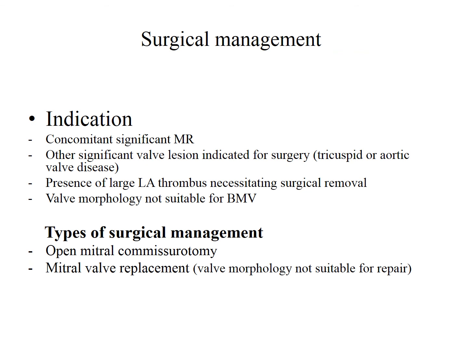Now, what are the indications for surgical management? Indications of surgical management include the presence of concomitant significant mitral regurg, which is a contraindication for balloon mitral valvuloplasty, the presence of other significant valve lesion requiring open heart surgery, like a significant tricuspid regurg or significant aortic regurg or aortic stenosis, the presence of a large left atrial thrombus or left atrial appendage thrombus necessitating surgical removal of this thrombus, a valve morphology not suitable for balloon mitral valvuloplasty, like the presence of significant calcified commissures.